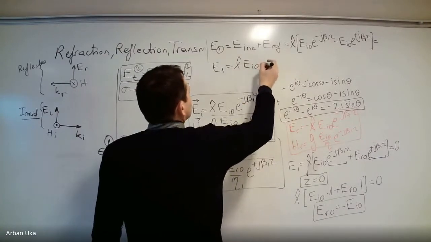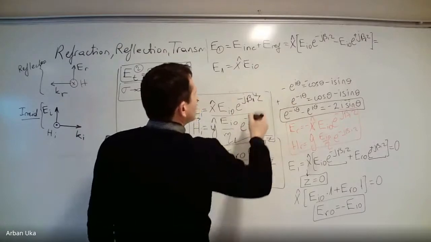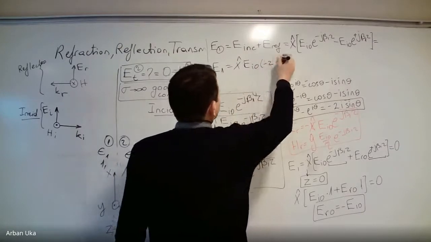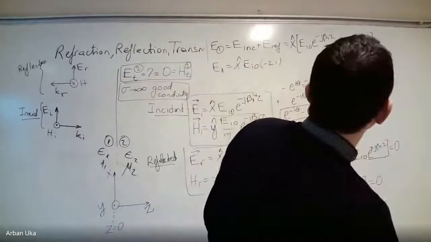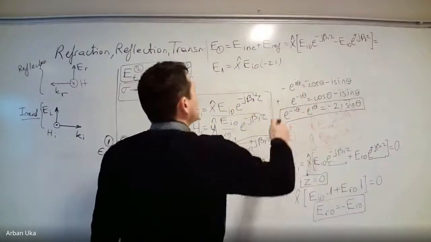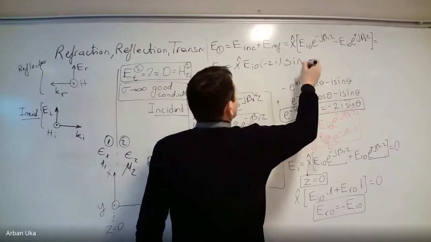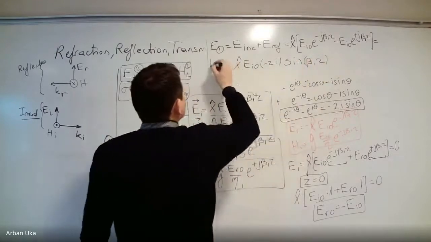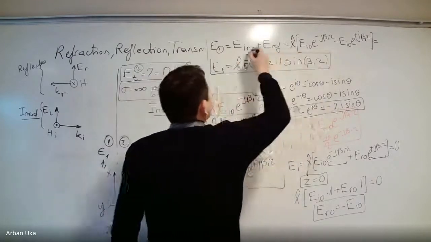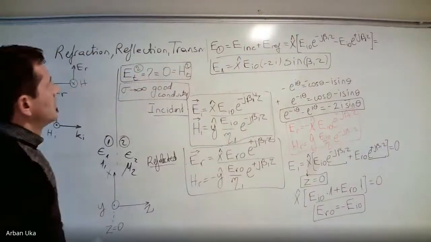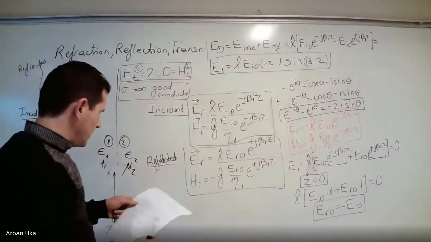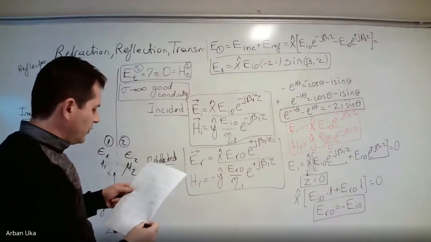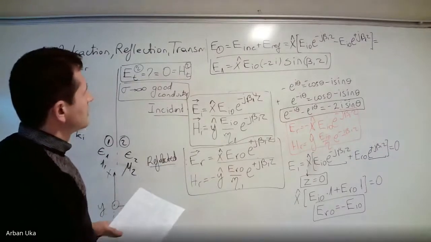So we have the following, we get here minus 2i, we get here minus 2i sine beta 1 z, okay? So this is the phasor notation for the electric field. And now we need also the instantaneous expression.